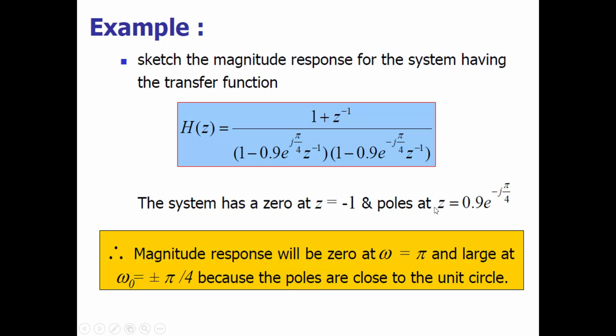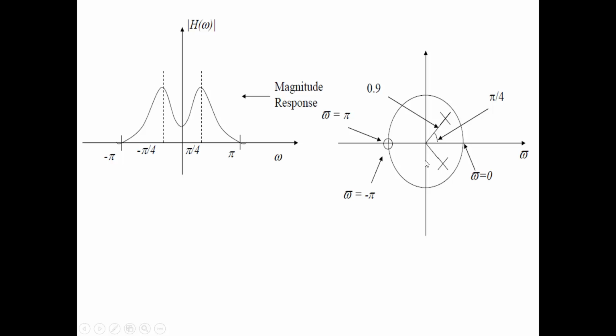Two poles are there, and these poles exist at plus minus j pi by 4, because one pole is e to the power j pi by 4, and the other pole is e to the power minus j pi by 4. So for the magnitude response, let us now have the pole zero diagram.